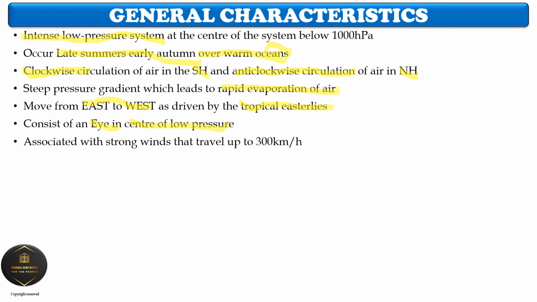They are also associated with strong winds. The vortexes of the systems are associated with very strong winds. And what we mean by that is that these winds travel up to 300 kilometers per hour. So those are intensely strong winds that we are looking at. They are also associated with high cumulonimbus clouds in the wall of the eye.